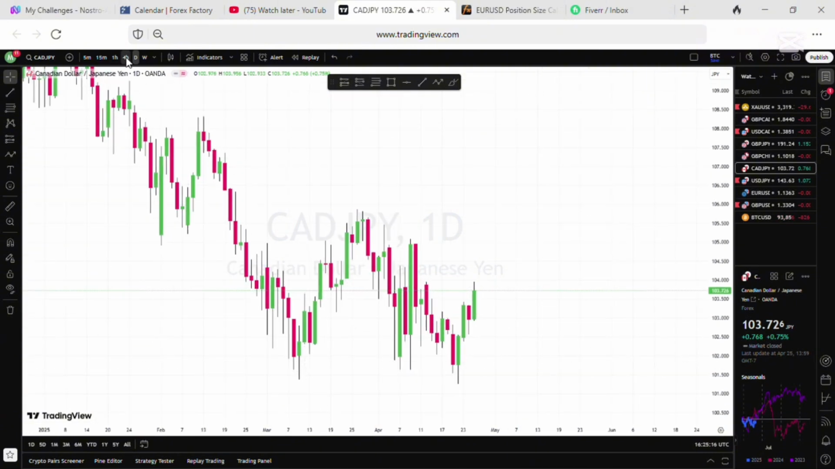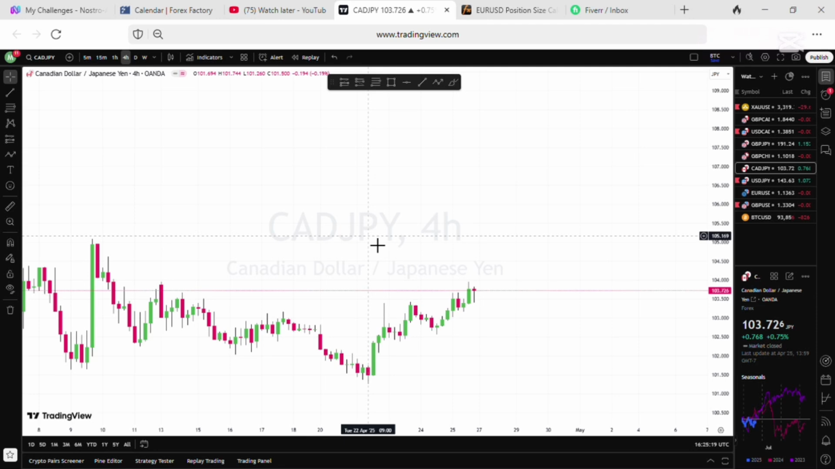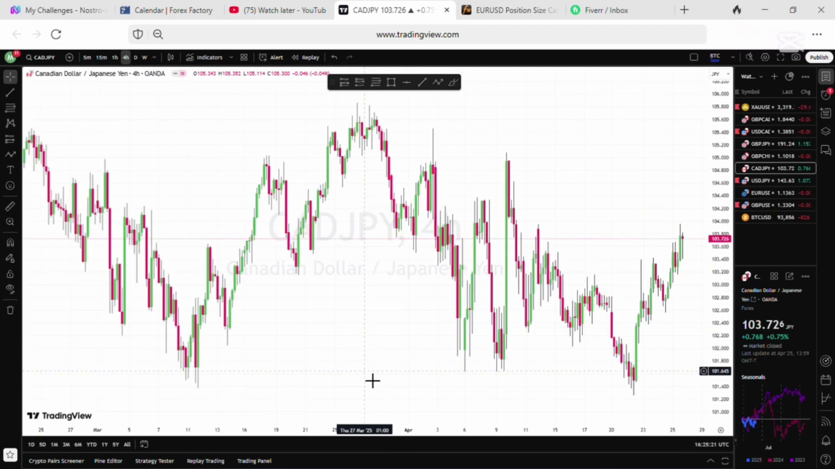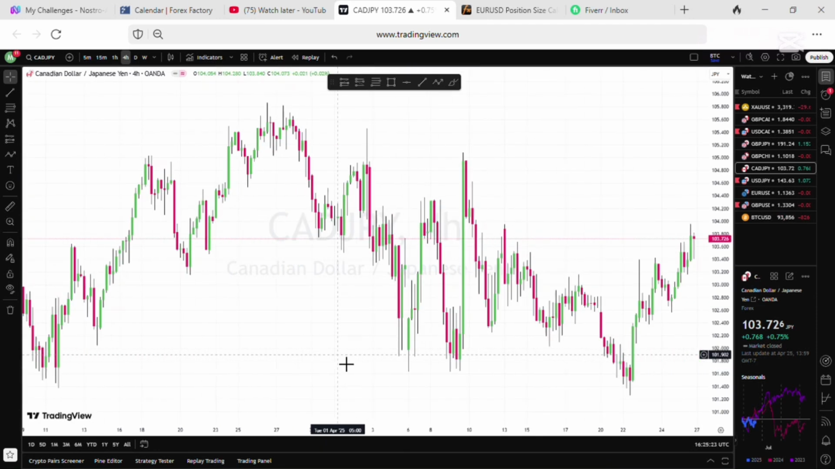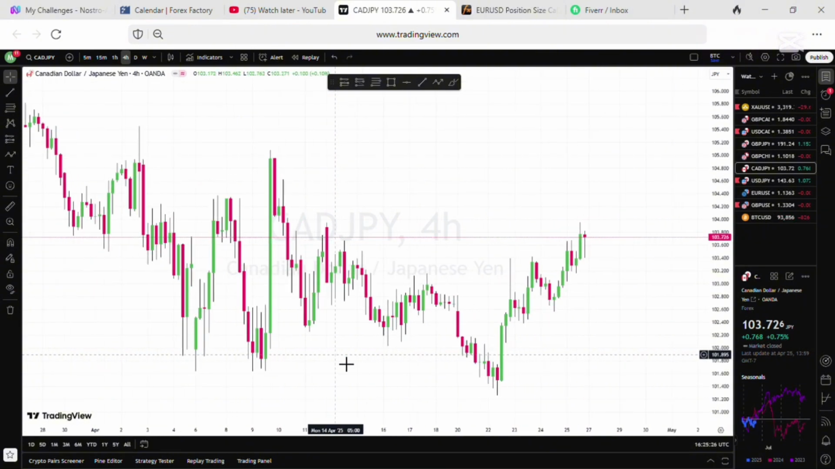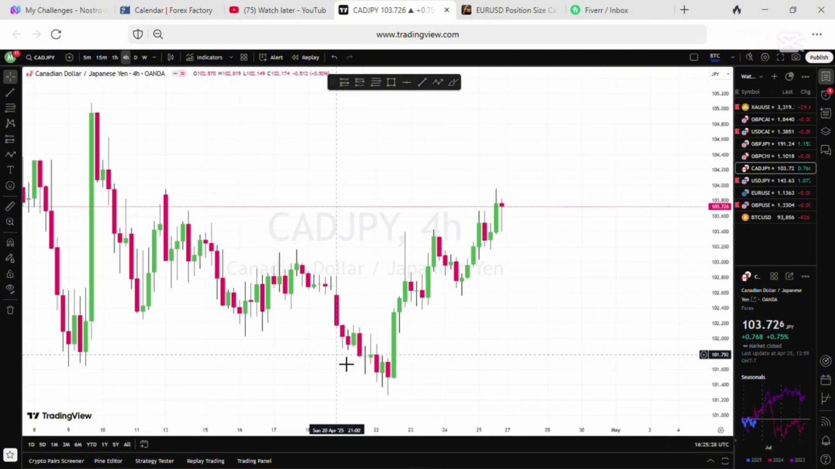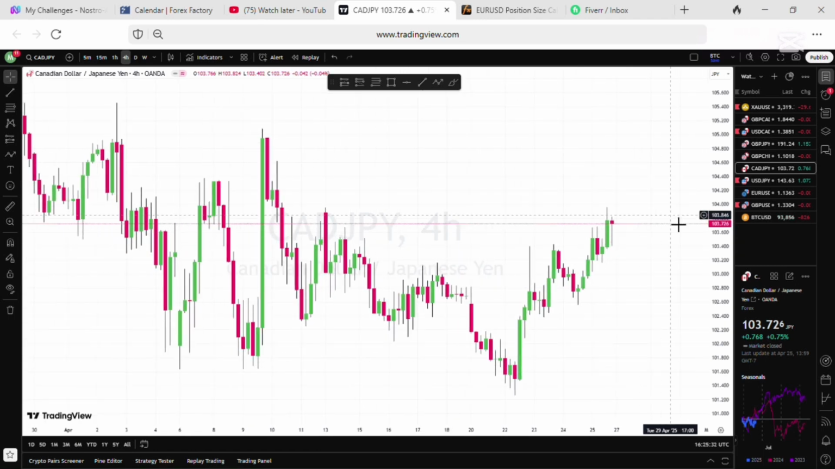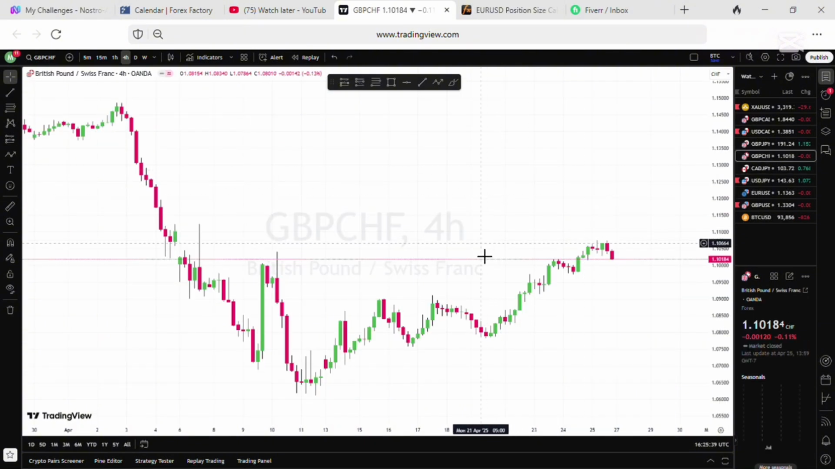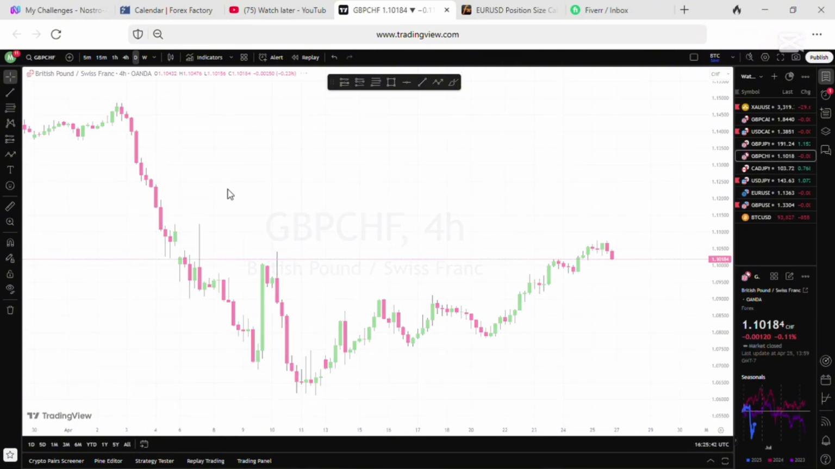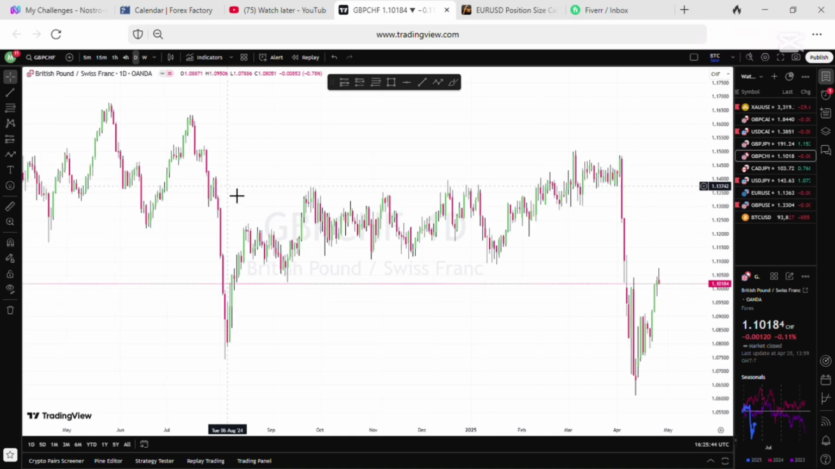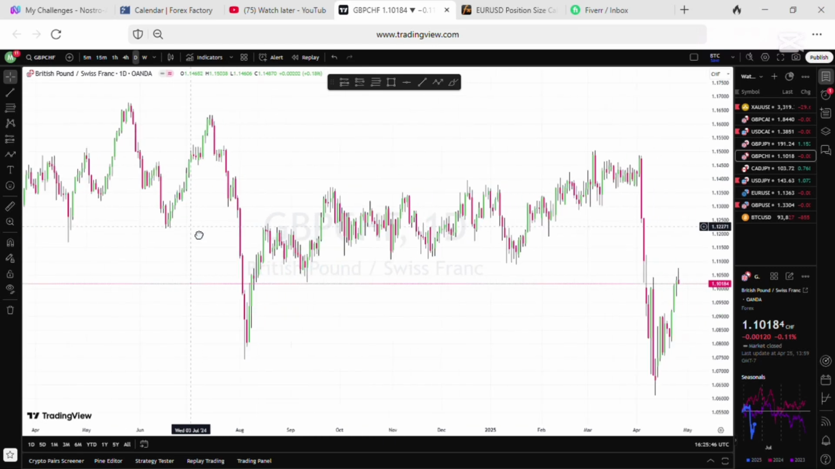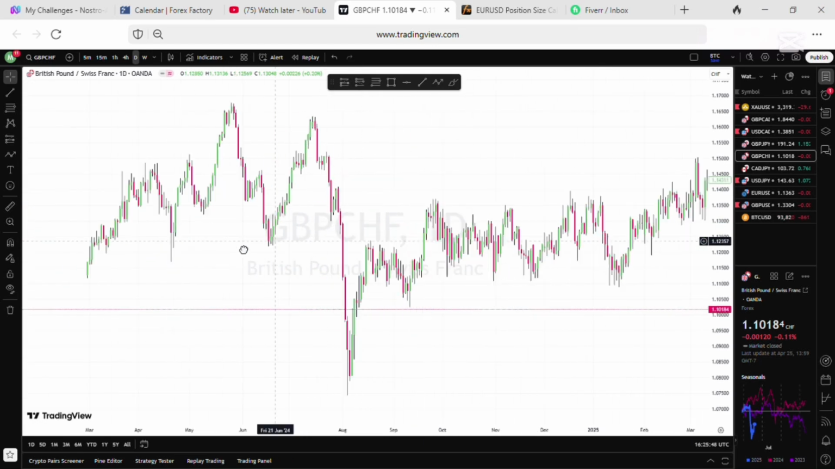Let's go to the 4 hours and see a better view of what is happening. I really can't see anything here on this CAD JPY, so I'll just leave that for the market to open, then I'll know the decision to make. Let's check GBP CHF. Let's go to the daily time frame. Oh my god, same thing. I really can't see anything right now.